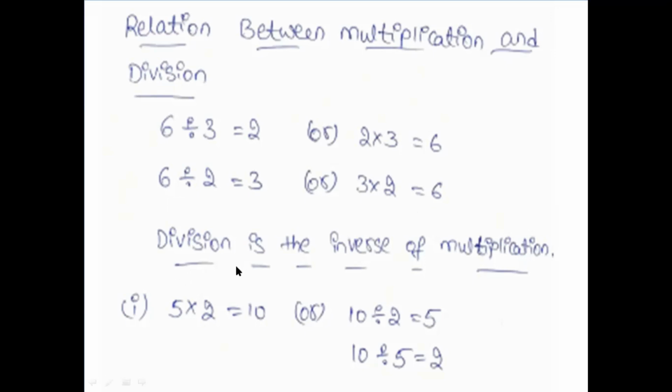Next, division is the inverse of multiplication. For example, 5 into 2 is 10. 5 2 ja 10. For 10 divided, 2 will come on the left side. 10 divided by 2 is equal to 5. In the 2 table, 10 will come: 2 5 ja 10. Now the same 10 divided by 5 is equal to 2. 5 1 ja 5, 5 2 ja 10.